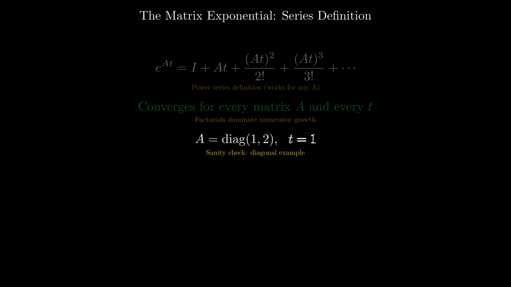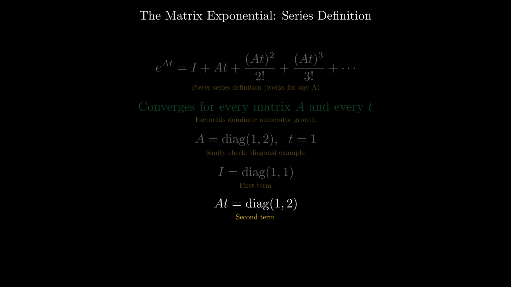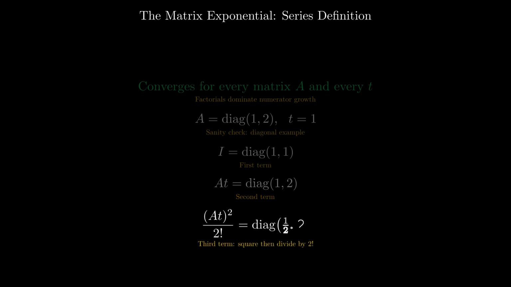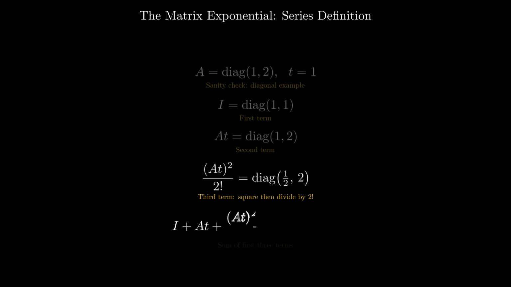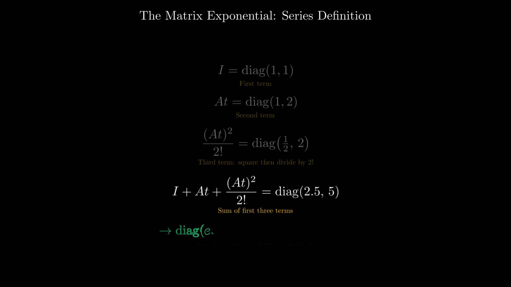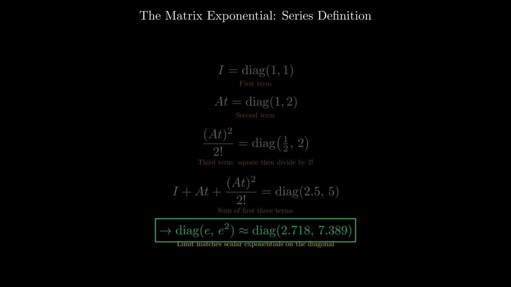Let's do a quick sanity check. Take A equal to the diagonal matrix with entries 1 and 2 and set t equal to 1. The first term is the identity, diagonal 1, 1. The second term, At, is diagonal 1, 2. The third term, (At) squared over 2 factorial, is diagonal 1/2 and 2. Adding these three gives diagonal 2.5 and 5. And if we kept going, the sum would head toward diagonal e and e squared, which is about 2.718 and 7.389. We have the formula.